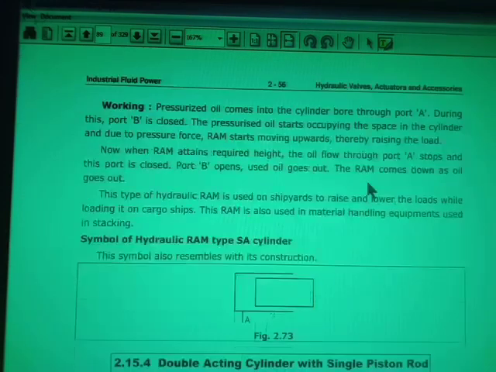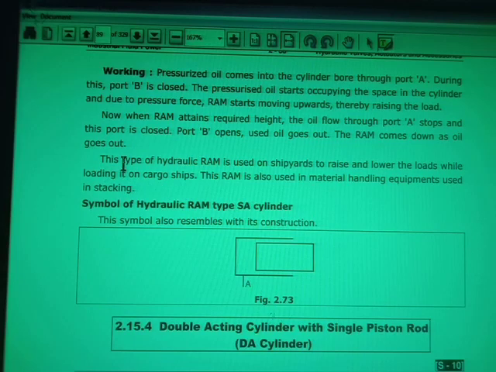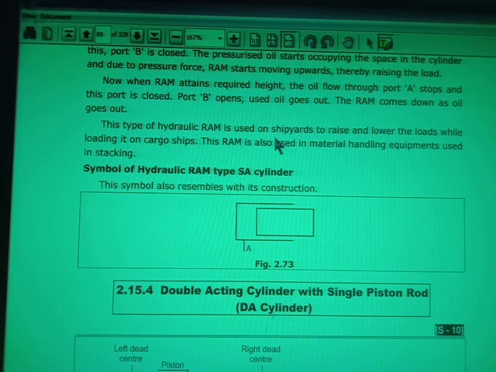So that is the ram. This hydraulic ram type of ram is used in shipyards when you want to raise or lower heavy loads. In that case, such a type of hydraulic ram is used. So it is used in shipyards when a very large amount of cargo is to be loaded. For that purpose, for lifting and lowering the heavy load, the ram cylinder is used.